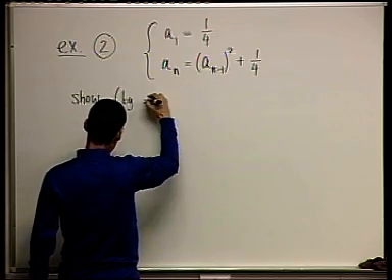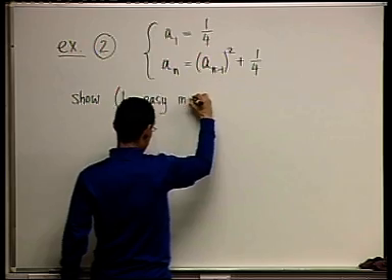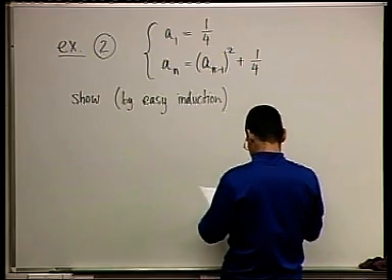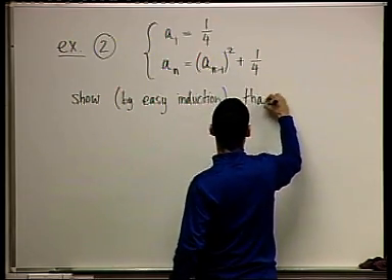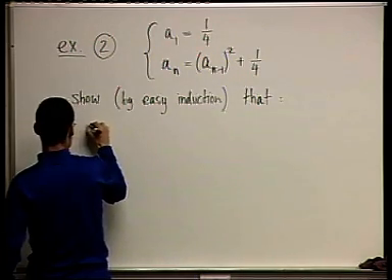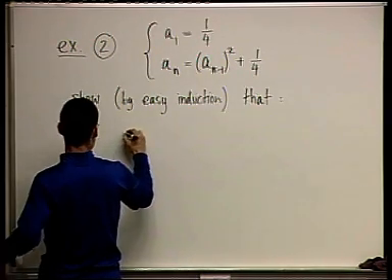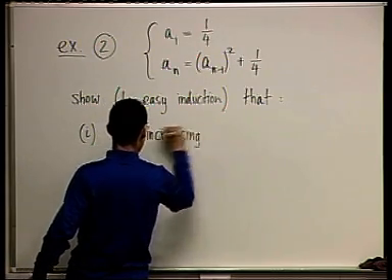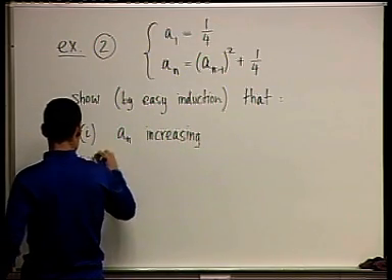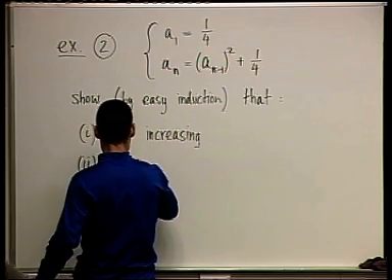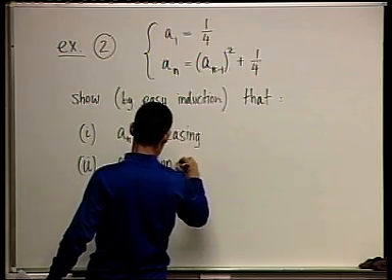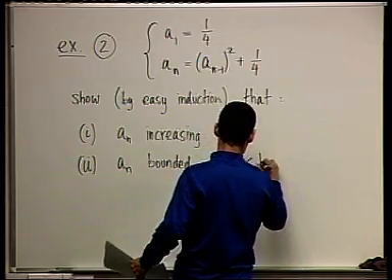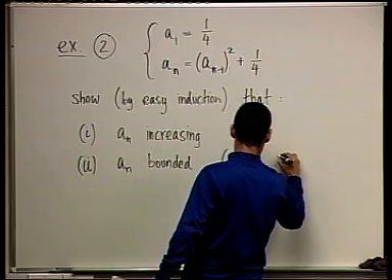So show by easy induction that, first of all, an is increasing. And second of all, that an is bounded. In fact, an is less than 1/2 for every n.